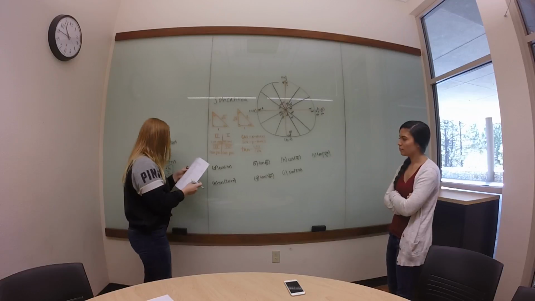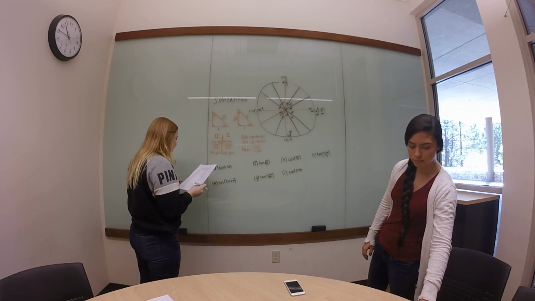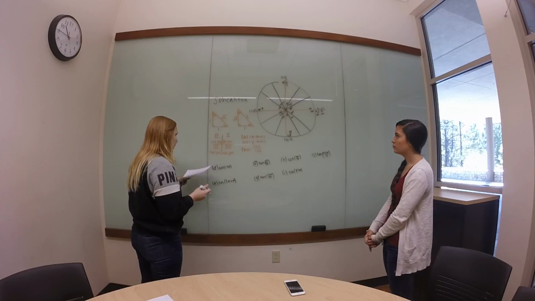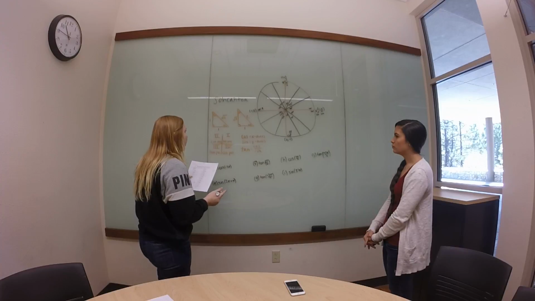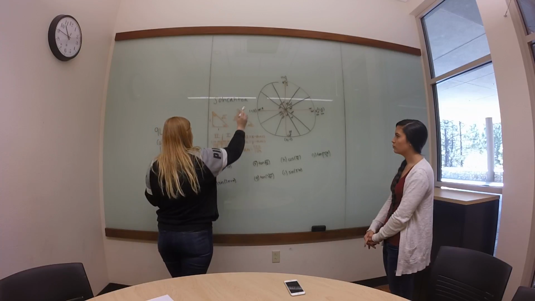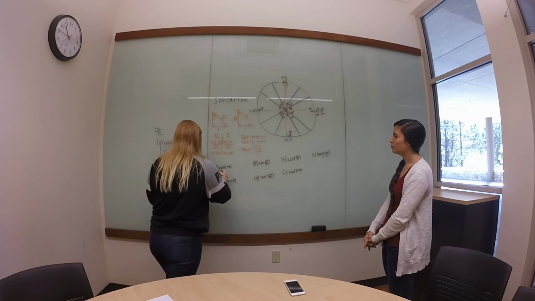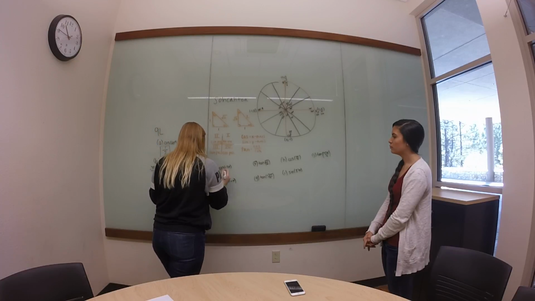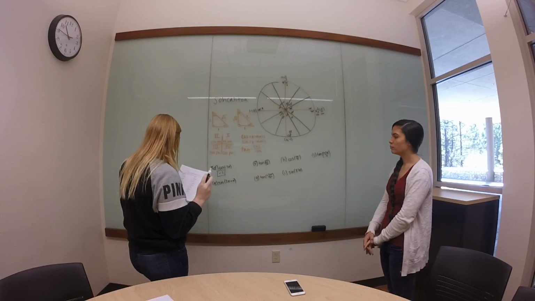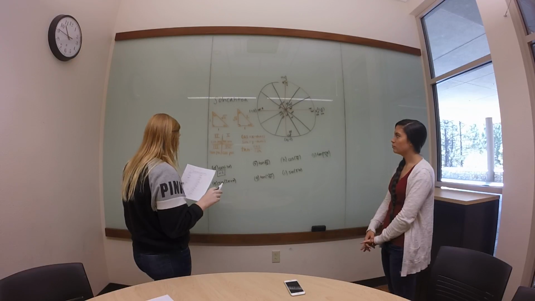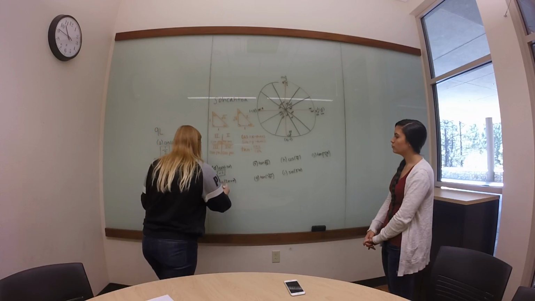For D, cosine of negative 3 pi. Negative 3 pi would be negative 540 degrees, which is right there, and so it's just going to be negative 1. For E, sine of 2 pi plus pi is going to be 540, so since it's sine, it's going to be 0.